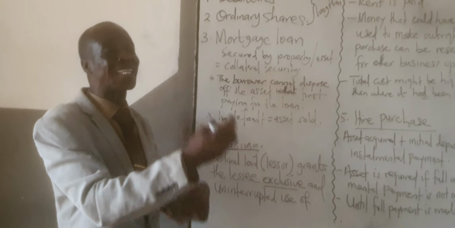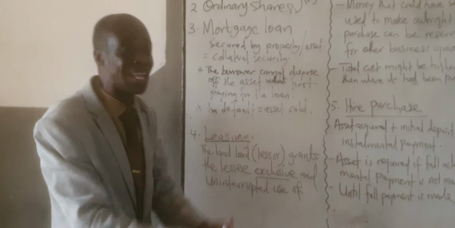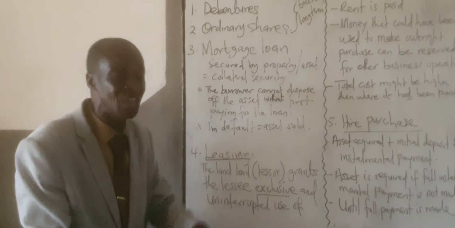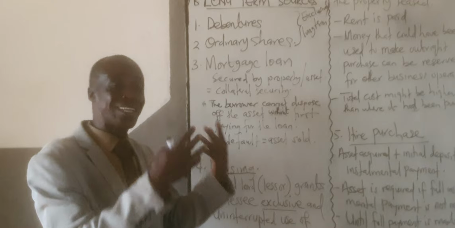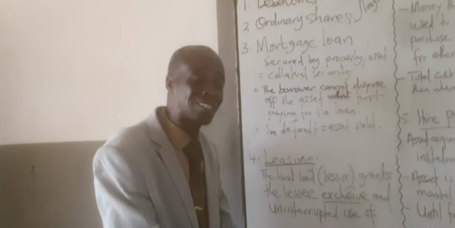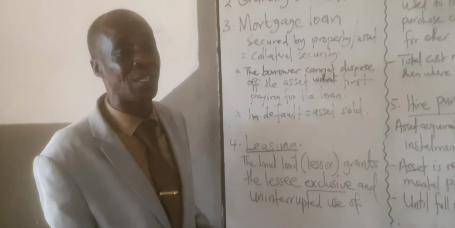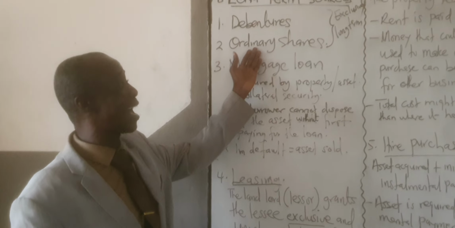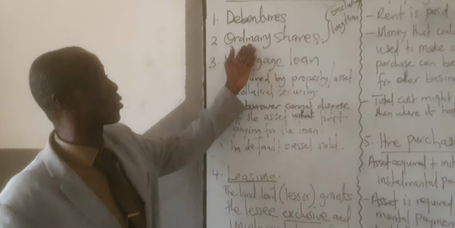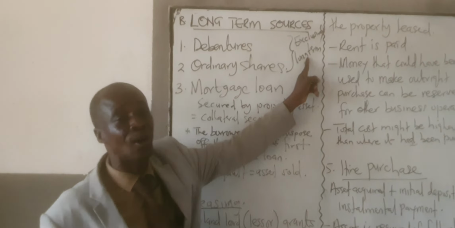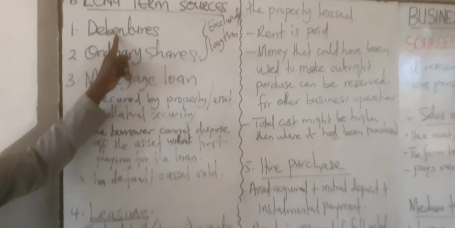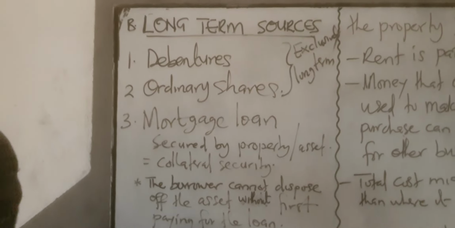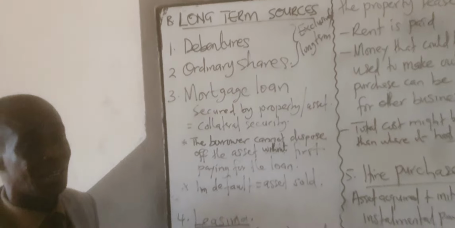We have learned from our topic on stock exchange that if you no longer want to invest in a company, go to the stock exchange and get a broker. The broker will get the shares and go and sell to another person who is ready to invest. So ordinary shares are also a long-term source. That's why I've written here exclusively long-term. This is not medium, this cannot be short. So that is for that one.